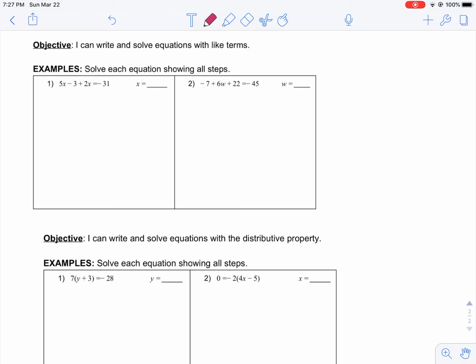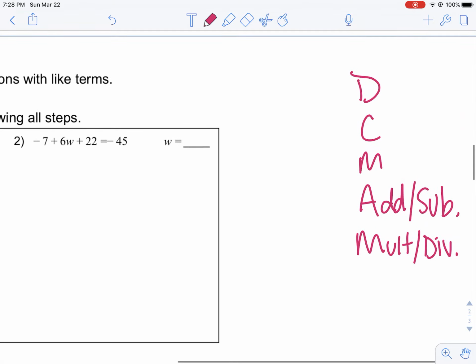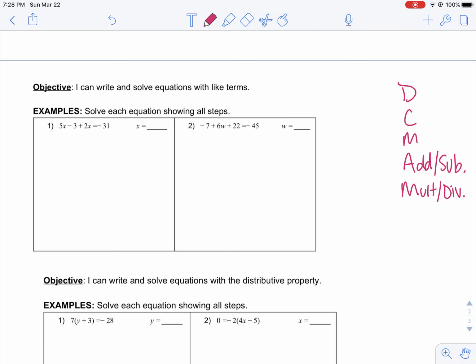Alright, so this video is for task 2, where we are reviewing some of those top steps up at the top. Remember, we just did these: add, subtract, multiply, and divide. So the top 3 are the ones we're focusing on today. We are going to do them kind of out of order.